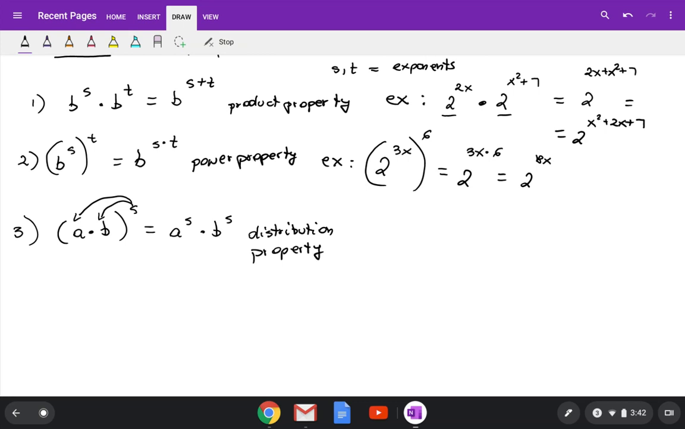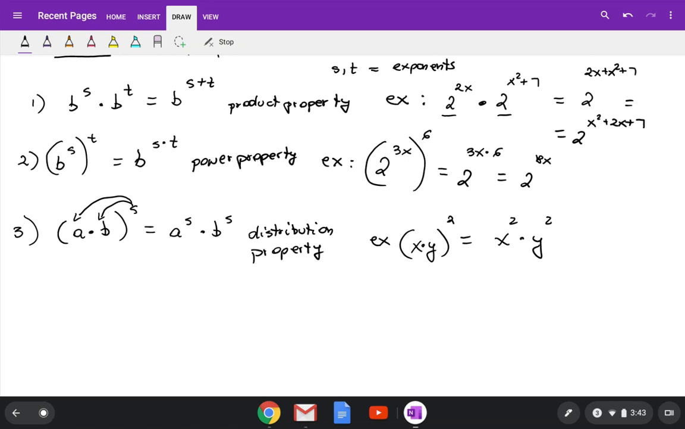Let's say you have an example. I don't want to introduce that yet. A basic one: let's say you have x times y to a second power. You can rewrite that as x to a second power times y to a second power. That's how you apply the distribution property.